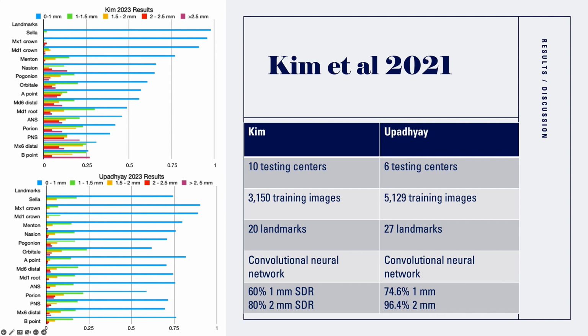When only mutual landmarks were examined, their model had a 60% success rate within 1 millimeter and 80% within 2, while ours reached 75% for 1 millimeter and over 96% for 2 millimeters. So that's nearly a 15% increase.